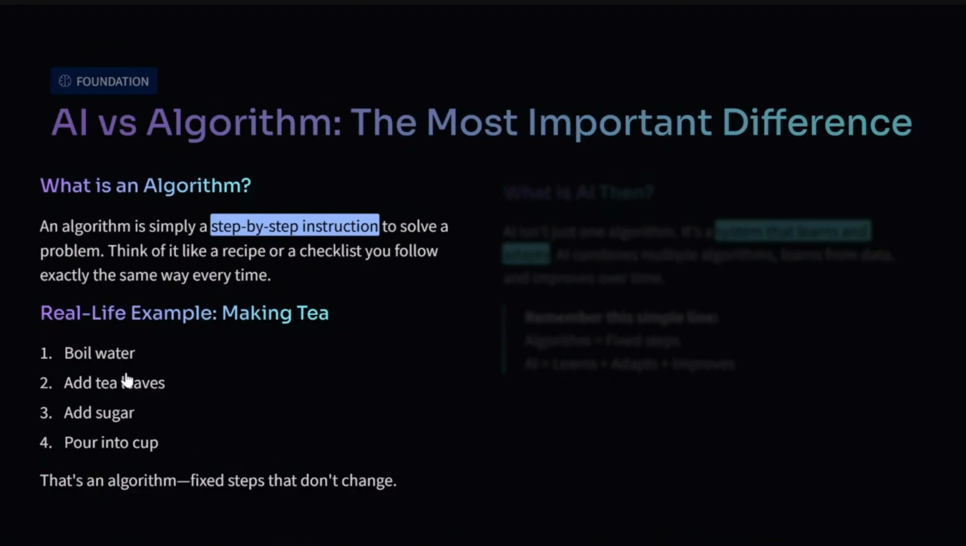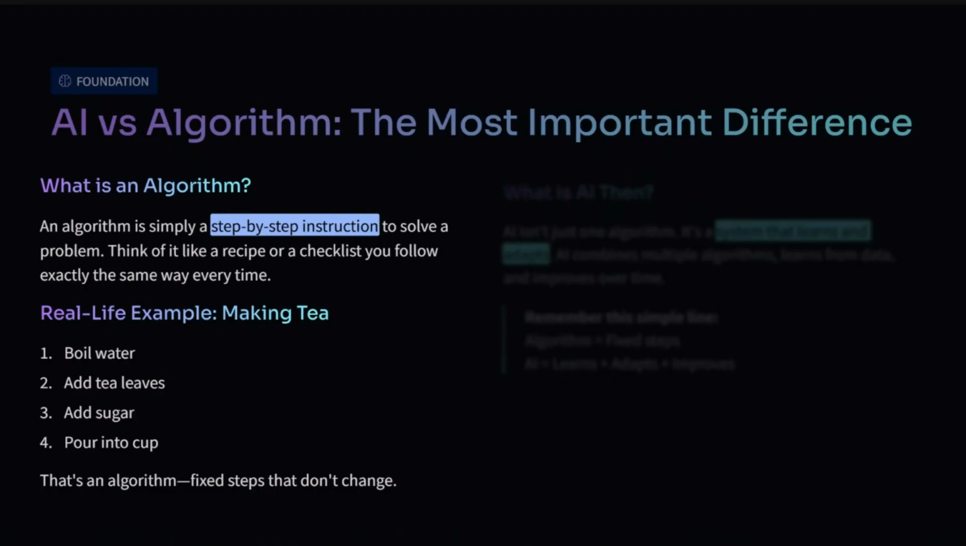Now we know what an algorithm is. If we go by definition, an algorithm is simply a step-by-step instruction to solve a problem. And making tea is solving what problem? We are feeling bored. We want a kick, we want a high. So we are using this algorithm to help us.